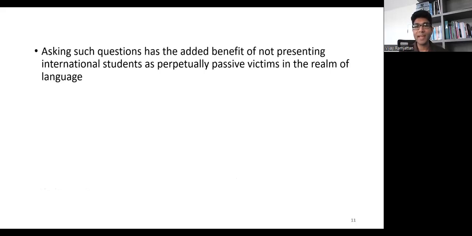I should also state that asking such questions has the added benefit of not presenting international students as perpetually passive victims in the realm of language. In fact, if they're situated in a discipline that doesn't pressure them to use language in particular ways, then these students can offer insights into what international students in general do not need to do linguistically, rather than what they're expected to do. So I think, once again, this lends further support when arguing that there's no inherent deficiency in their current language practices.